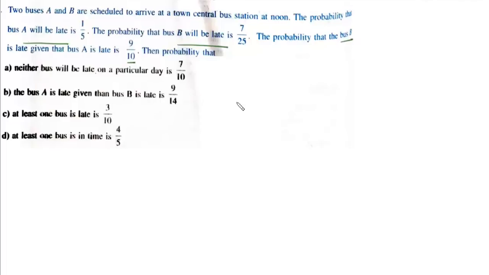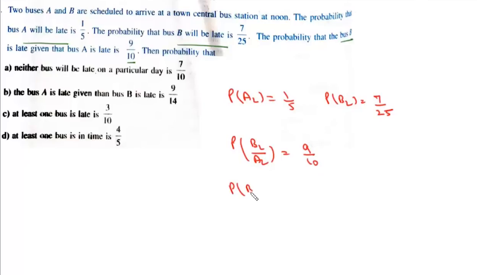Now we are given that the probability that bus A arrives late is 1 by 5, and the probability that bus B is late is 7 by 25. The probability that bus B is late given that A is late is 9 by 10. This probability is P(BL intersection AL) upon P(AL), and this is 9 by 10. The probability of AL is 1 by 5. So the intersection BL intersection AL will be simply 9 by 50.